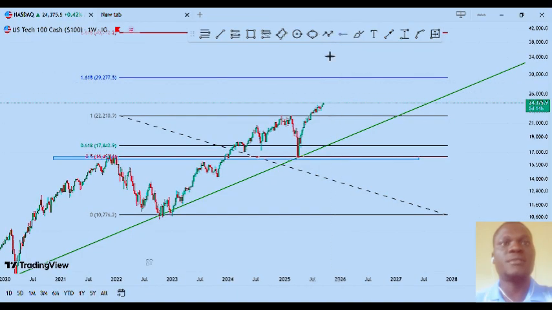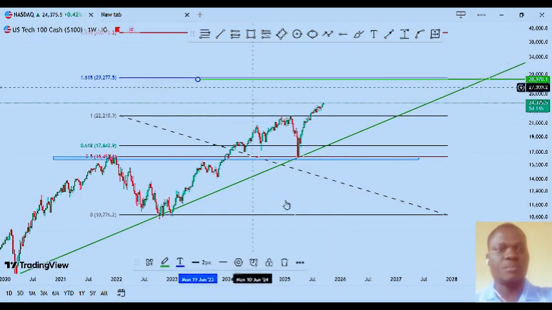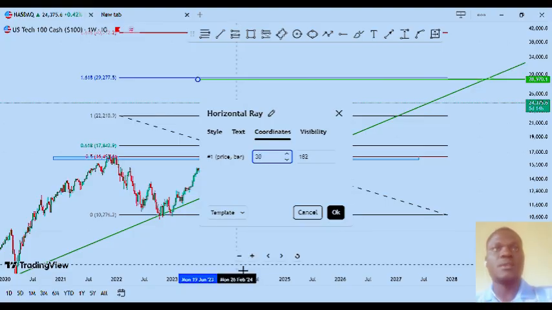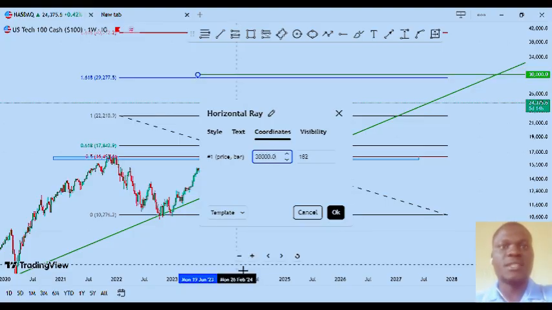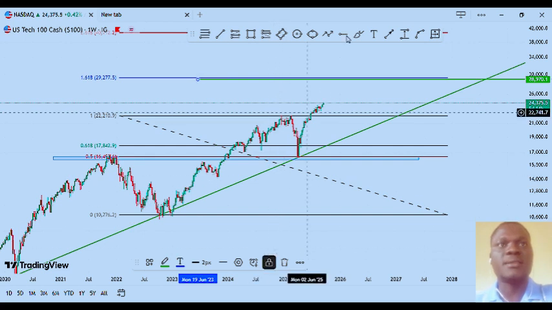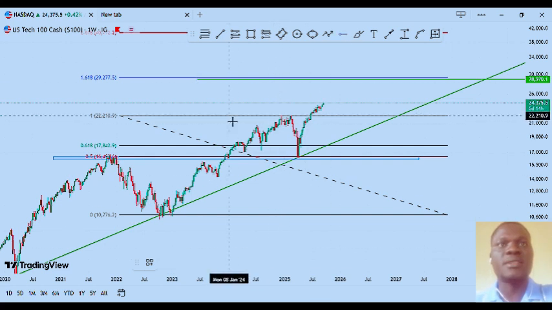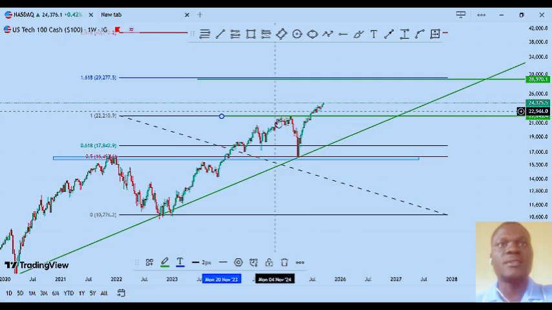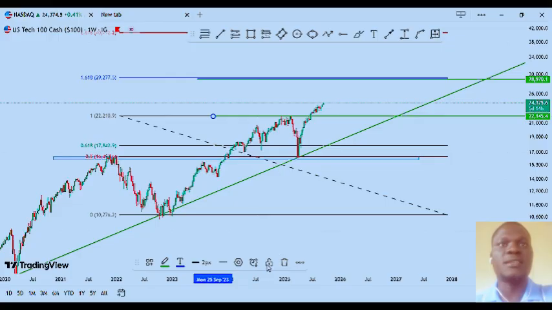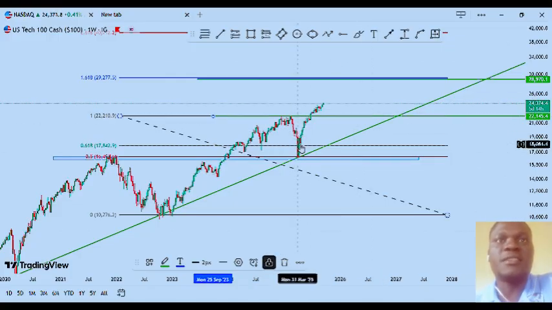This extension level of 30,000. I like to put it on a round number, 30,000. That's the next profit target on the Nasdaq market. And let's plot this 100% extension level. That's where the market retraces from, at the 100% retracement region, right? This level. So we have broken it. We have broken the 100% retracement level.